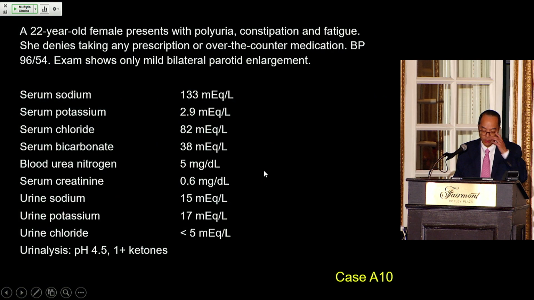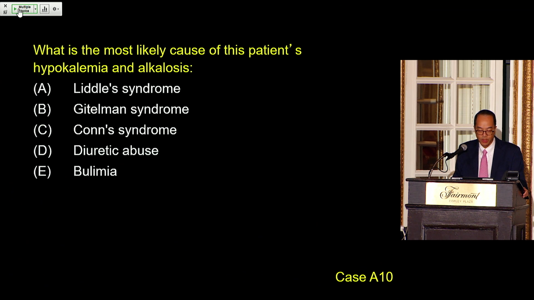Next, a 22-year-old female presents with polyuria, constipation, and fatigue. She denies taking any prescription or over-the-counter meds. Blood pressure is 96/54. Exam shows only mild bilateral parotid enlargement, and her K is 2.9. Bicarb is 38. Urine sodium is 15. Urine potassium is 17. Urine chloride is less than 5. UA shows pH 4.5 with 1 plus ketones. What is the most likely cause of this patient's hypokalemia and alkalosis? Liddle's, Gitelman's, Conn's, diuretic abuse, or bulimia?